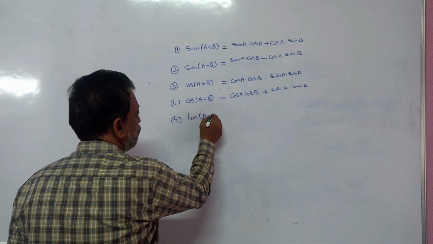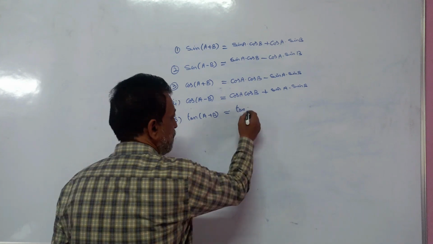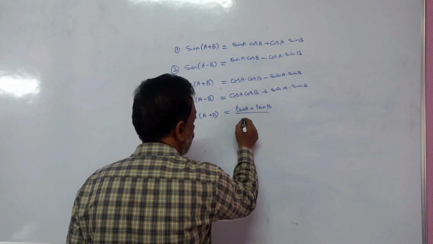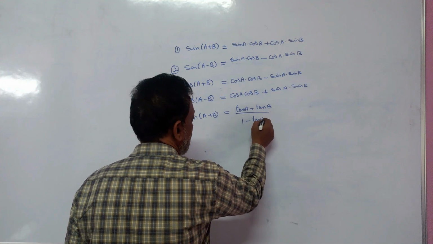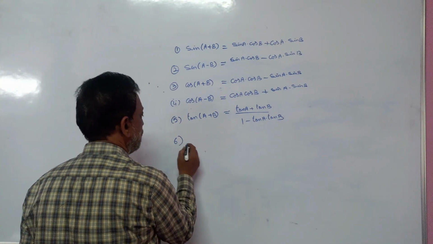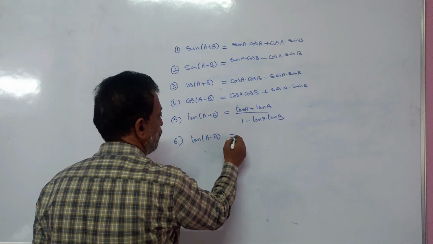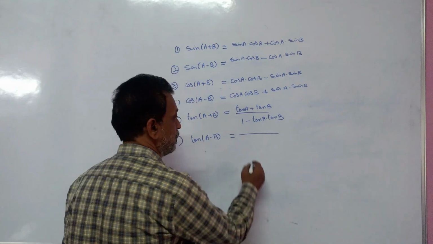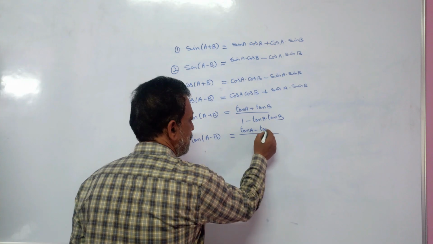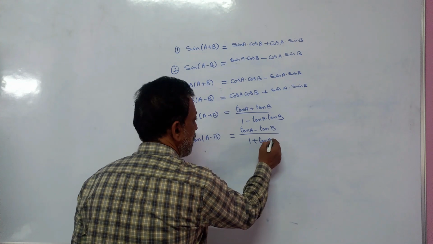Tan(A+B) is equal to tan A plus tan B by 1 minus tan A into tan B. Tan(A−B) is equal to, all of you please write, tan A minus tan B by 1 plus tan A into tan B.